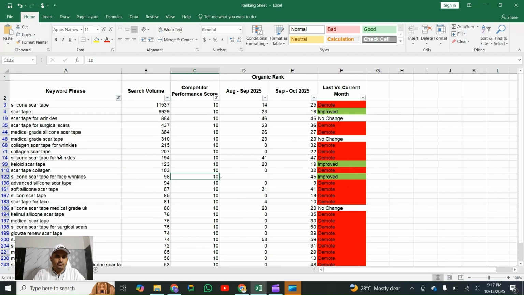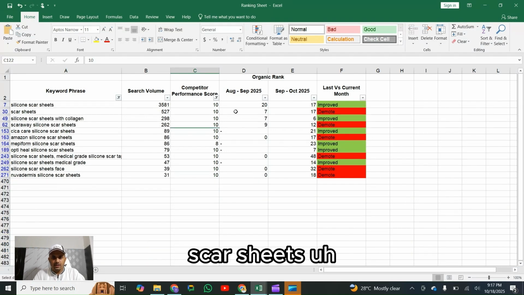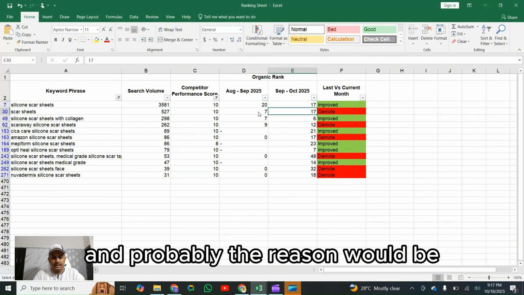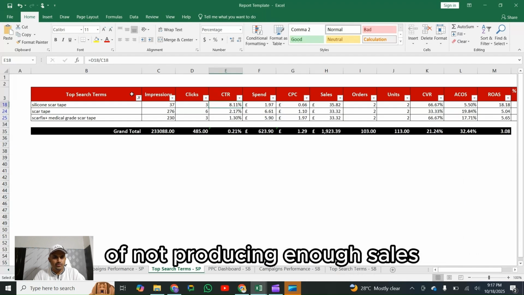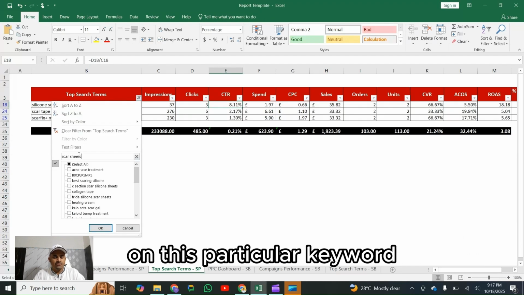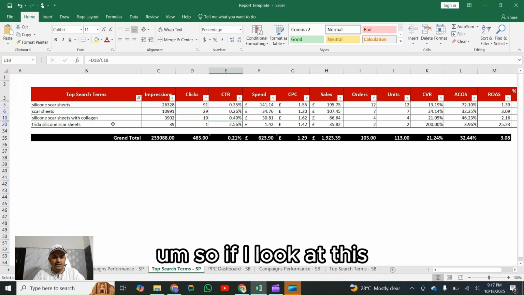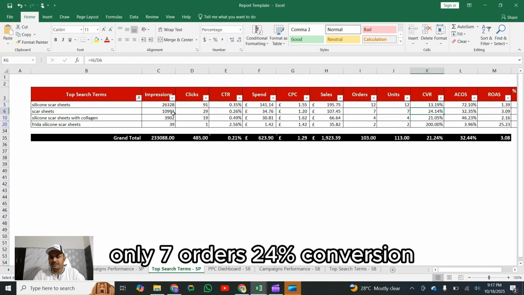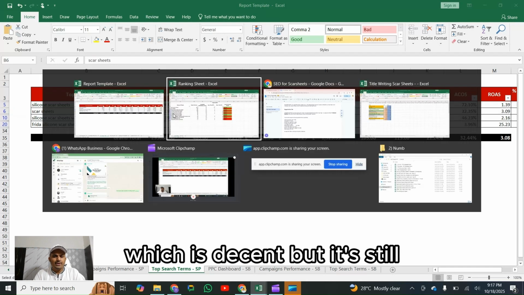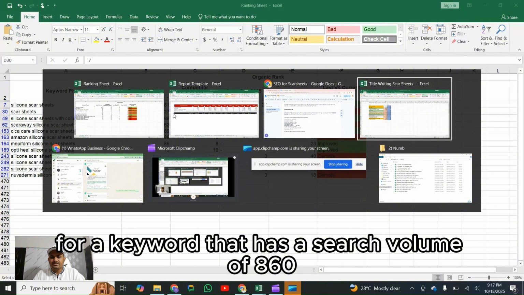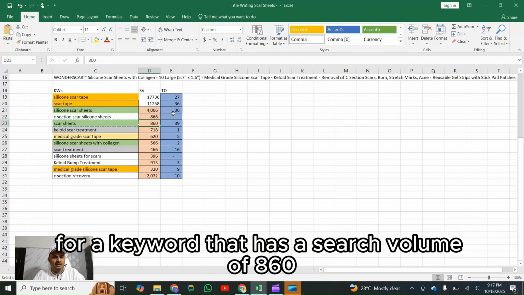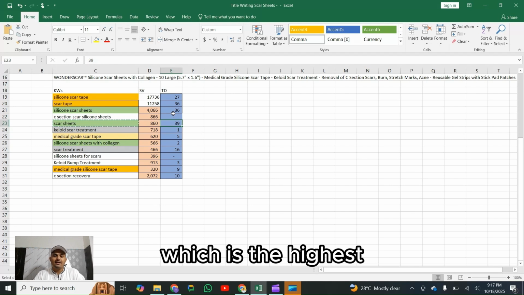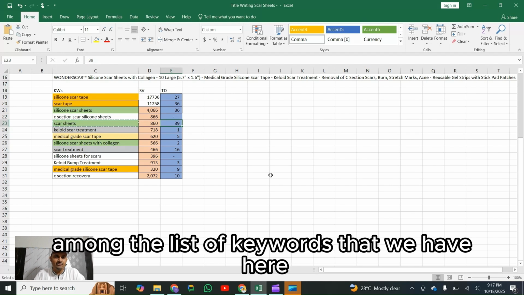So scar sheets, no, we did not improve. It got demoted from 7 to 17, and probably the reason would be of not producing enough sales on this particular keyword. So if I look at the scar sheets, 29 clicks, only 7 orders, 24% conversion rate, which is decent, but still for a keyword that has a search volume of 860 and a title density of 39, which is the highest among the list of keywords that we have here.